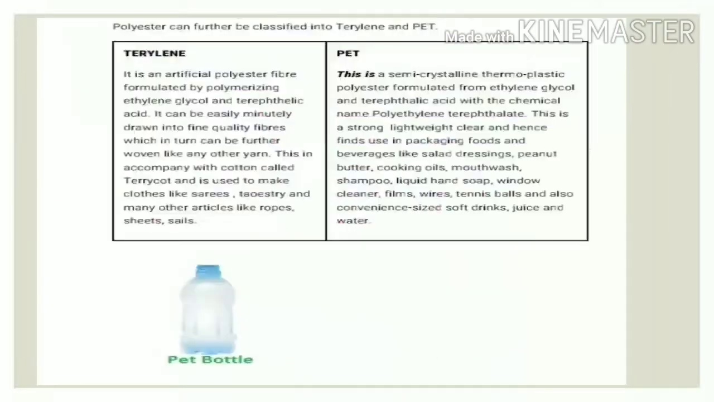Next, there are two types of polyesters. Alright, so they are Terylene and PET. So what is Terylene? Terylene is an artificial polyester fiber formulated by polymerization of ethylene glycol and terephthalic acid. So we are treating two agents, ethylene glycol plus terephthalic acid equals Terylene, and the process involved here is known as the polymerization process.